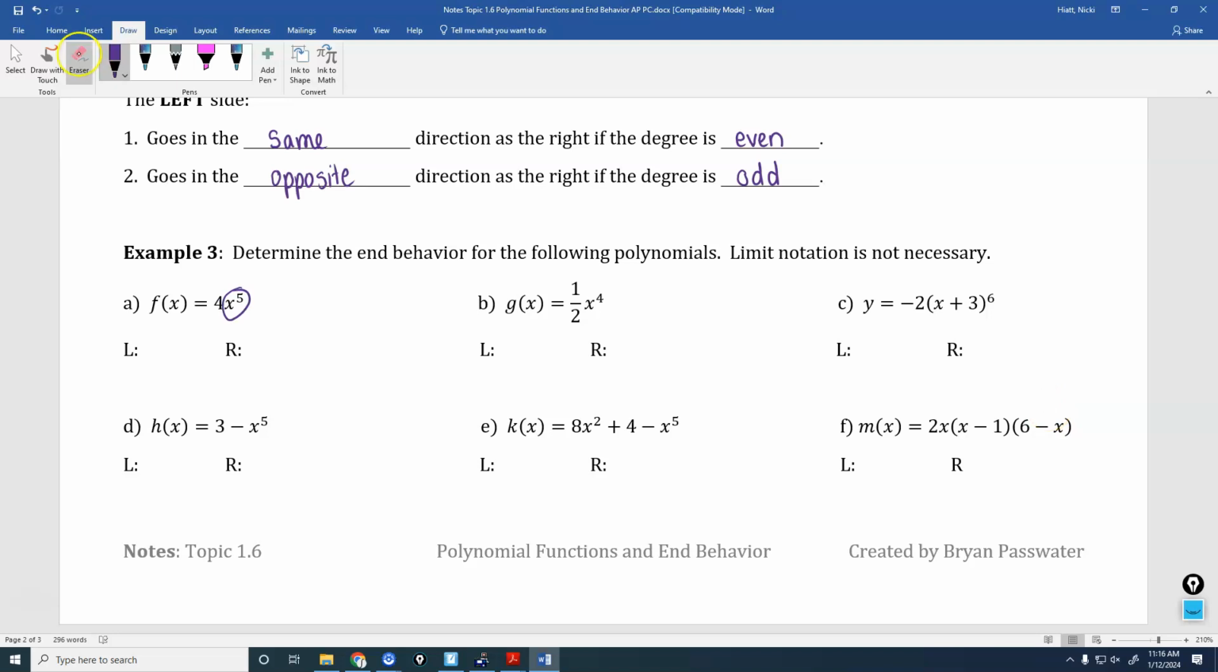Actually, let's not even worry about that first. Let's do right side first. So, if I've got a positive leading coefficient, that means my right side is going to go up. If I have an odd degree, that means the right and the left go opposite directions, so this side would have to go down. So for B, positive coefficient, 1/2 is a positive number, right? Right side goes up. Even degree, left side also goes up.